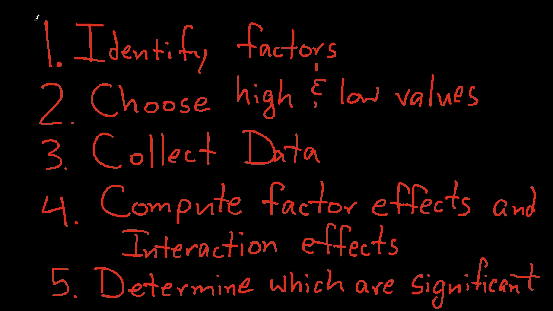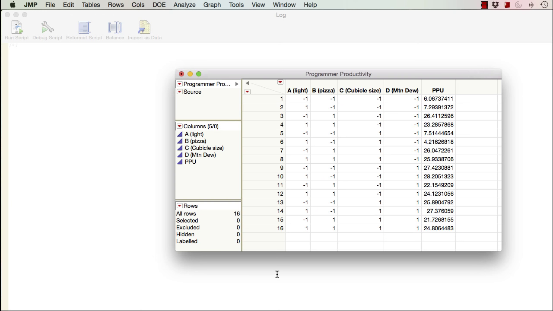So again, in this video, we'll assume that steps 1, 2, and 3 have been completed, and we will look at how to compute the factor effects and interaction effects with JMP and how to use JMP to determine which of these effects are significant. So let's go to JMP.